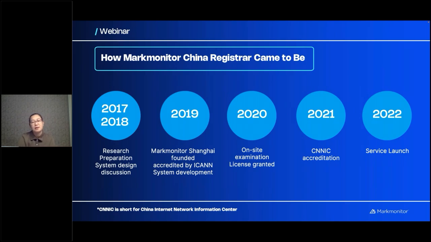Back then, CNNIC was going through a lot of internal changes, so they were very slow with accreditations and communications. We did a lot of work to make the accreditation happen. At the end of 2021, we finally had the accreditation in hand. And that means we are totally ready to launch the service for China Registrar. And after a couple of years of preparation, in 2022, we finally had the service launched.